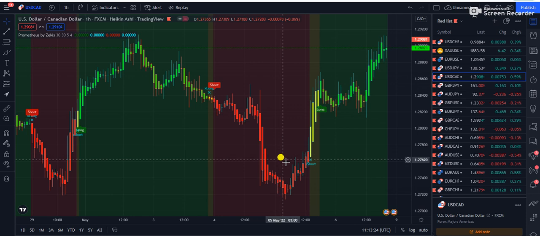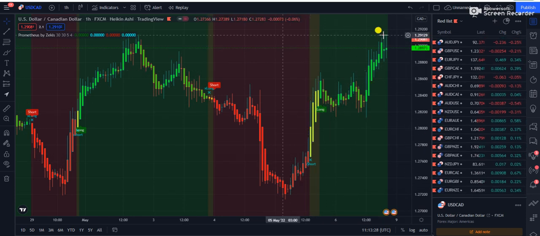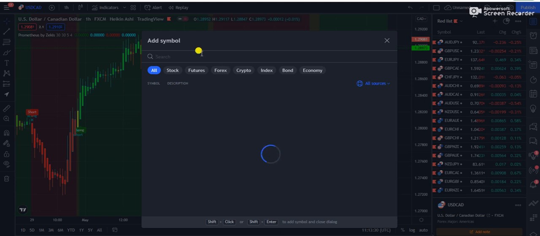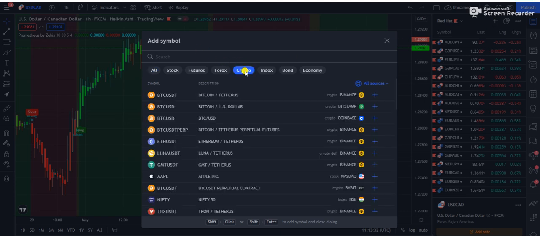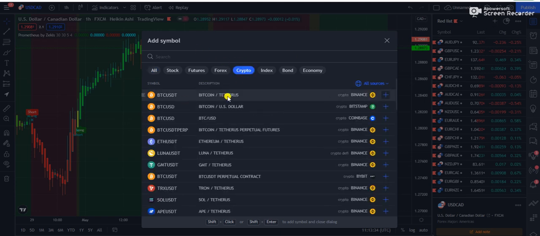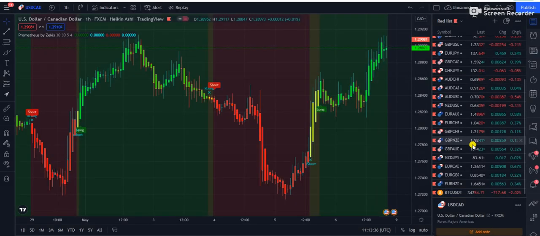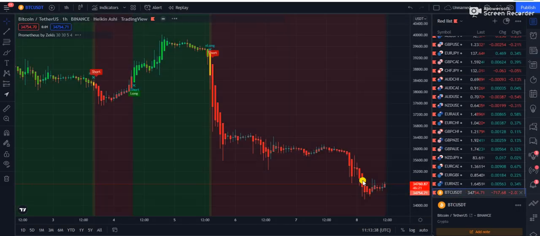You can see short, it was down; long, it was up. So let's have a look, because this is about currency pairs. Let's go to the crypto market. For example, I'm going to choose Bitcoin USDT, right? Okay, now I'm coming to that chart.